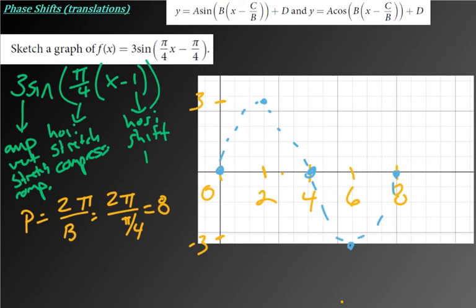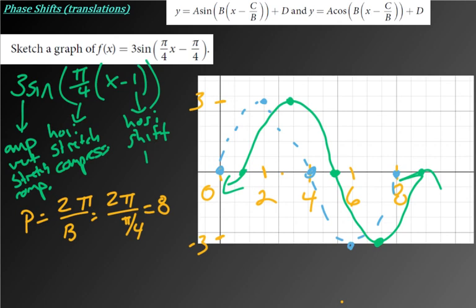But we have to shift everything 1 to the right because of the minus 1 in here. And so literally I'm just going to take this point right in here and shift it over 1 to the right. Take this point here, shift it over 1 to the right. And if I do that, I'll get this. And then you can just connect it with a smooth curve. So this is what you would get for that one.